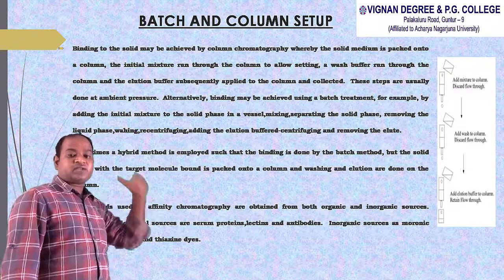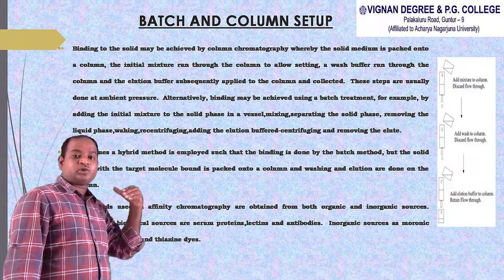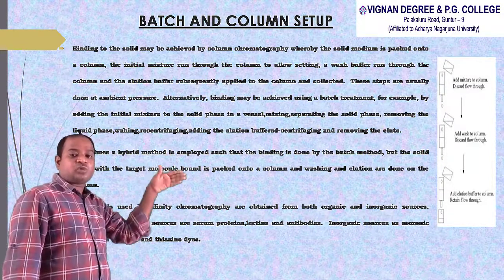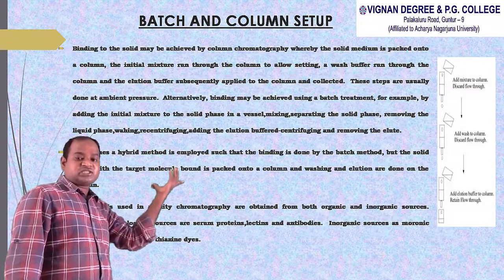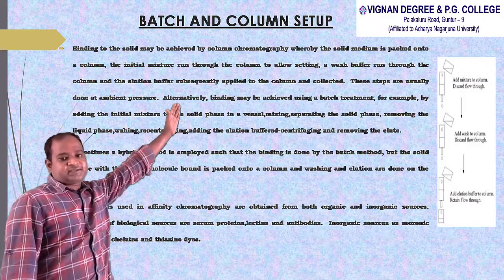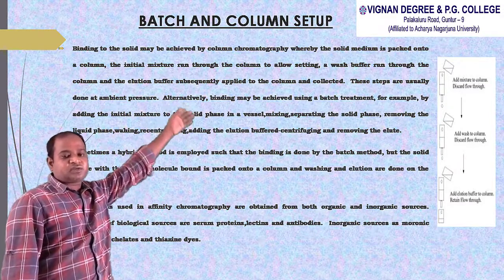For example, when you are separating an enzyme, the separating molecule is a substrate. That substrate is the ligand, a substrate analog which is attached to the stationary phase. Later, you add the different enzymes, for example hexokinase, glucokinase, or fructokinase, anything.